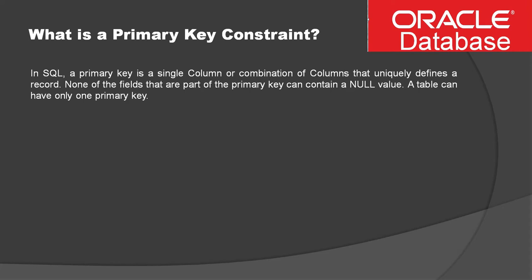That means primary key is the combination of two constraints. Primary key equals unique constraint plus not null constraint, keep in mind.